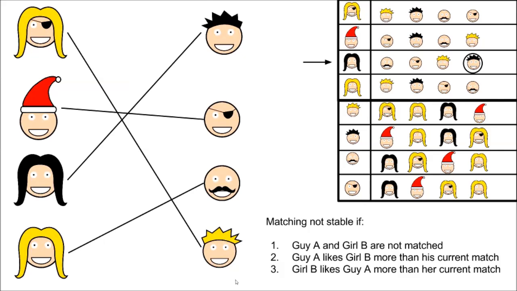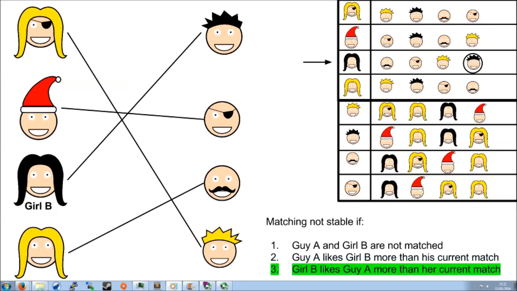Now this is where it gets interesting. The black-haired girl really does not like the black-haired guy. He is bottom of her list, even though they're matched. So we're going to label her Girl B for the time being, and highlight that rule at the bottom there. So now we've found a potential Girl B, we now need to find a Guy A. A Guy A who likes the black-haired girl more than he likes his current match.